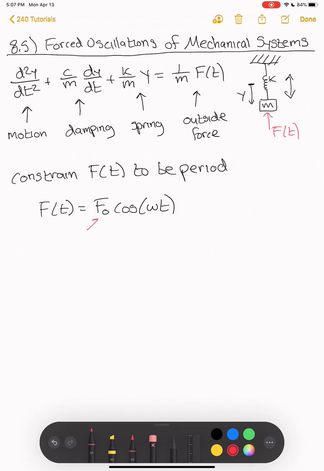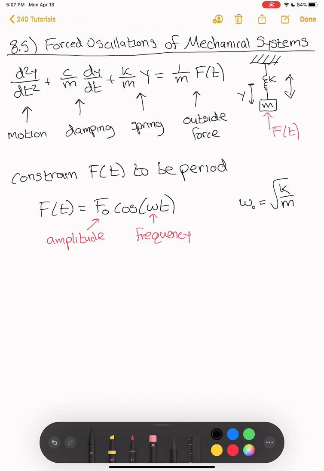So this right here is the amplitude, and this omega here is the frequency of oscillation. So this will dictate how fast this force is being applied. If it's going rapidly up and down, or if it's going slower, this omega dictates that here. And we've seen this omega before. We've seen omega naught is the square root of k over m. That came up in the last section.